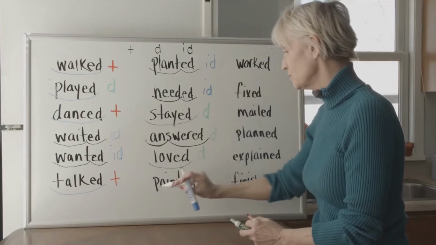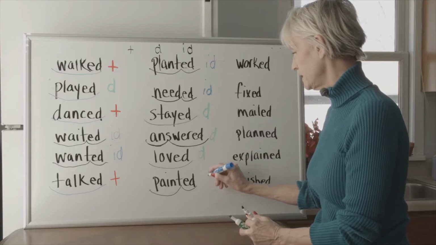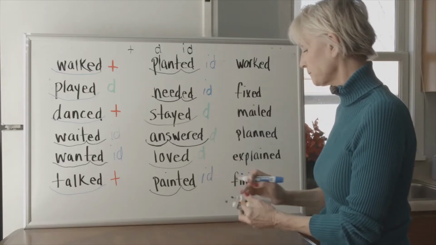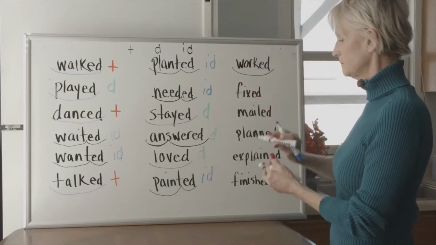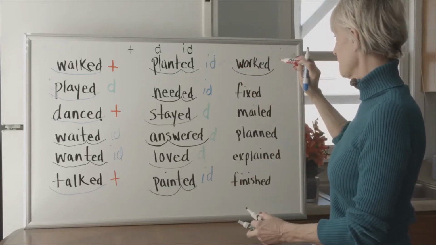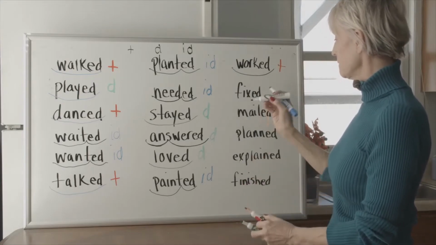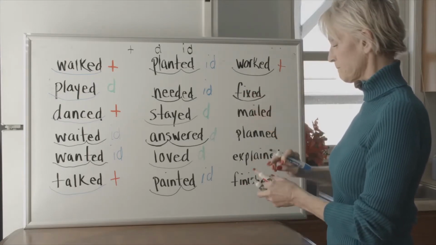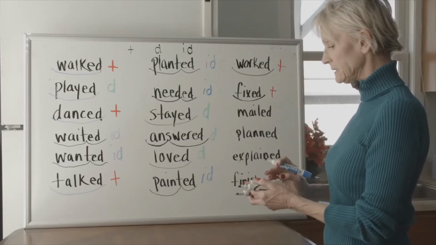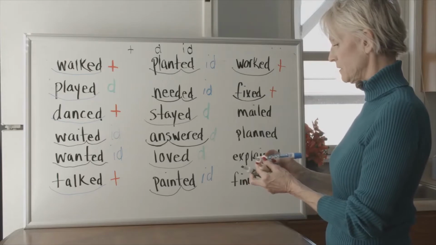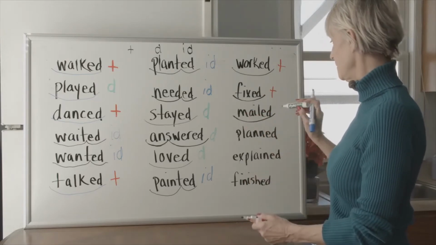Painted, two syllables. Id. Painted. Worked, one syllable, and it's a T. Fixed, that's to repair something. One syllable, and it's a T. Fixed. Mailed, I mailed a letter. One syllable, and it's a D.